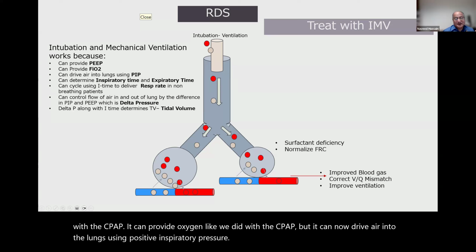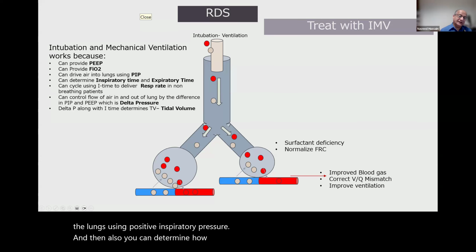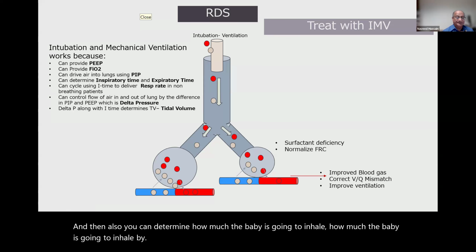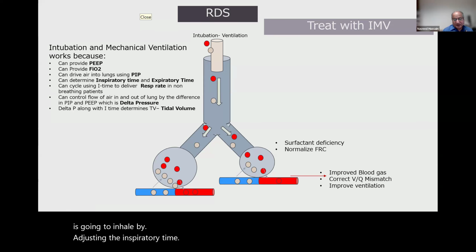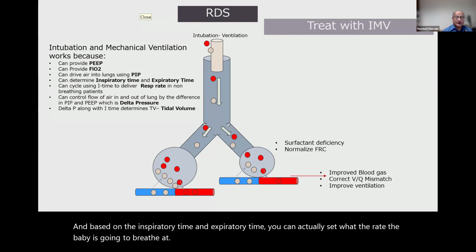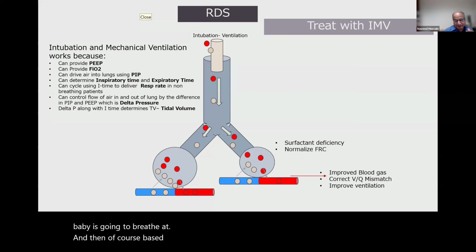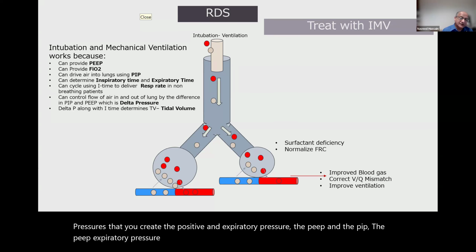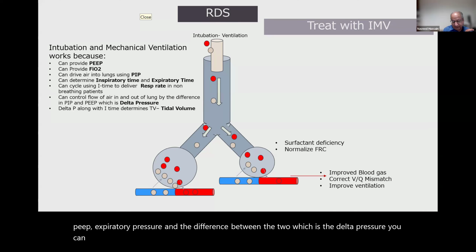And then also you can determine how much the baby is going to inhale, how much the baby is going to exhale by adjusting the inspiratory time. And based on the inspiratory time and expiratory time, you can actually set the rate the baby is going to breathe at. And then, of course, based on the pressures that you create, the positive end expiratory pressure, the PEEP, and the PIP, the peak inspiratory pressure, and the difference between the two, which is the delta pressure, you can drive air from outside into the lungs.